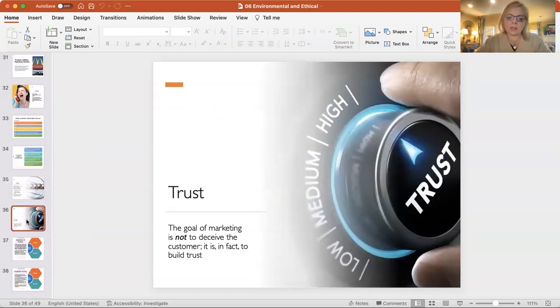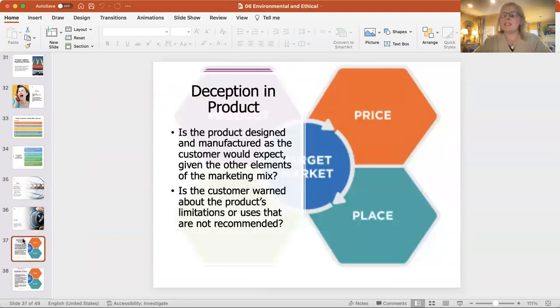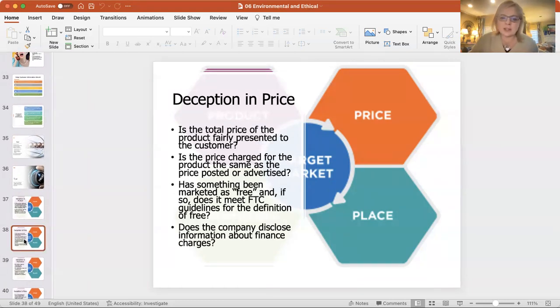Trust. The goal of marketing is not to deceive. It's to build trust. It's to build value. You won't keep a customer very long if you do not build trust with your customers. All right, deception. We need to understand, are we being honest with the customer? Is there a chance that a customer could be hurt? Could they consume something that might harm them, that may be unhealthy for them? These are all deception in product, and there are safeguards against those. The FTC regards these things very importantly, and they make sure that companies disclose these sort of things.